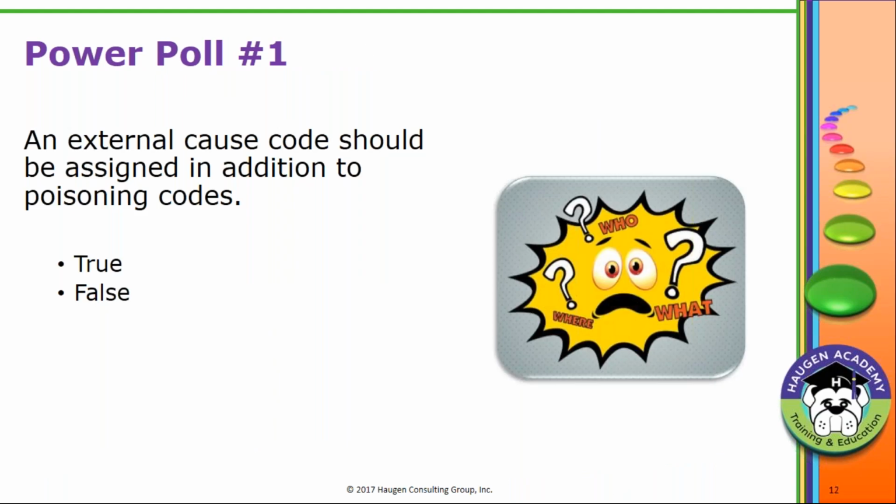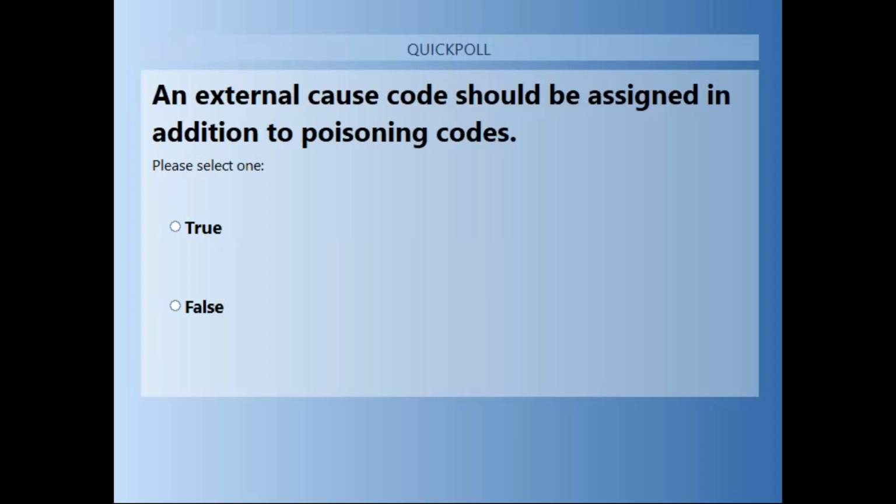Kathy, would you run us through the poll, please? Absolutely. On your screen now is our first power poll of the day. An external cause code should be assigned in addition to poisoning codes. Is that true or false? So what do you think? An external cause code should be assigned in addition to poisoning codes. Is it true or false?